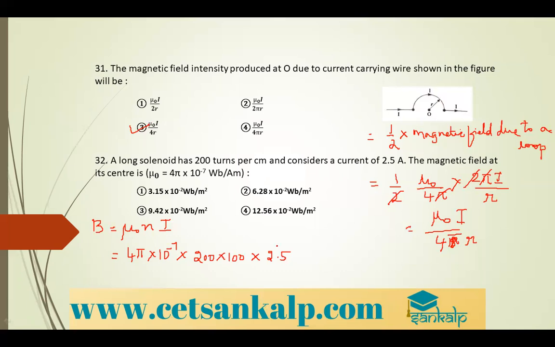So when you solve it, you'll get 628,000 into 10 to the power minus 7, that is 6.28 into 10 to the power minus 2 Weber per meter square. So option 2 is the right answer. Clear for everyone? Any doubt?